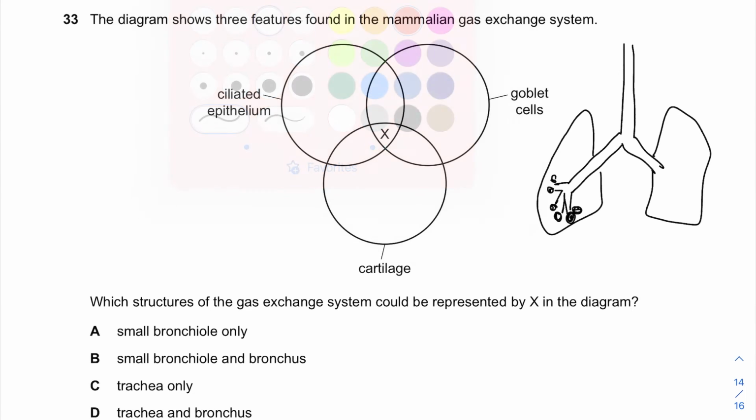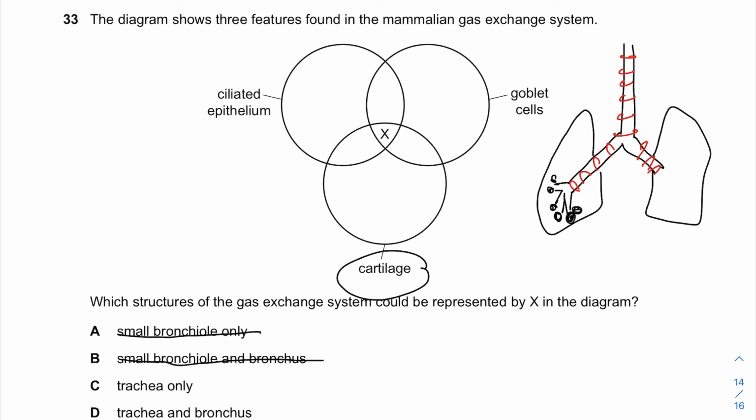So for cartilage, you would only find cartilage in the trachea and the bronchus, not bronchioles. So any options with bronchioles, we eliminated. Okay, and for ciliated epithelium and goblet cell, those are lining of the bronchus, bronchioles, and trachea. So your answer would actually be the trachea and bronchus.